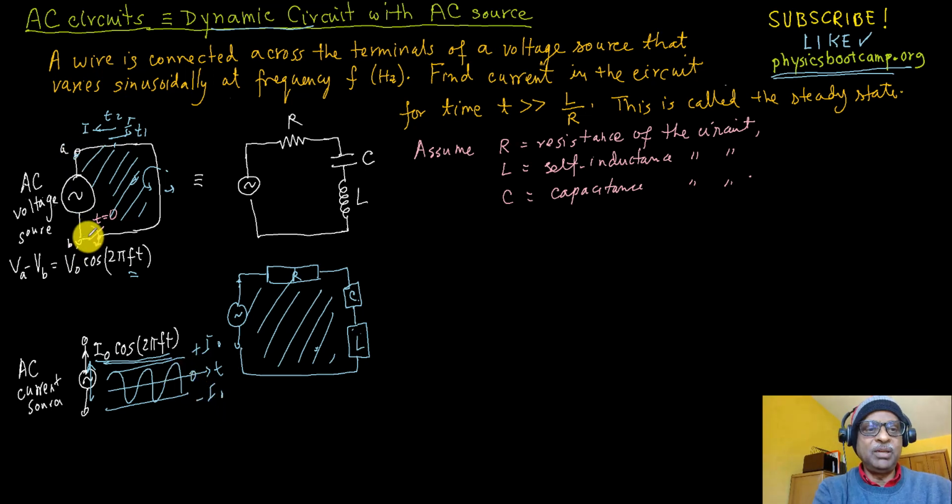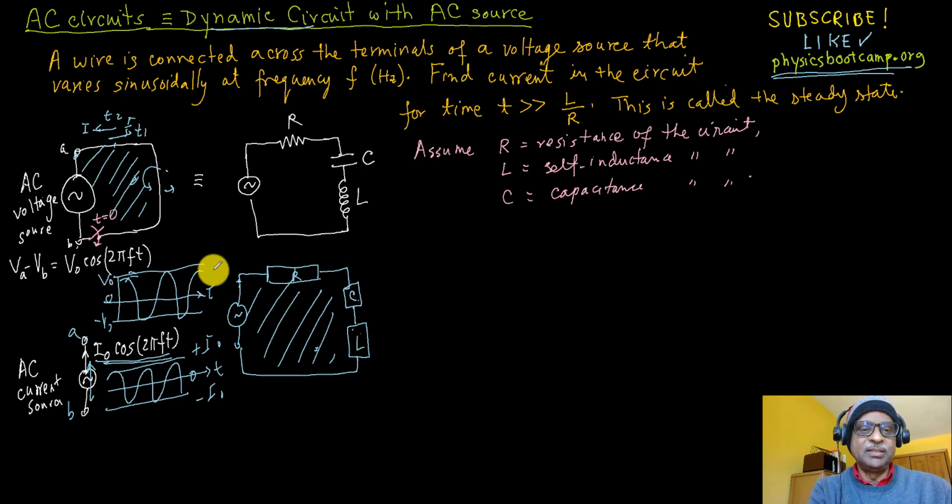Here between A and B, the voltage fluctuates. But the voltage between A and B depends on what else is connected. So here the voltage is going like this, between V0 and minus V0, and this is 0, with time t. This is one whole period, and one whole period is 1 over frequency, right?